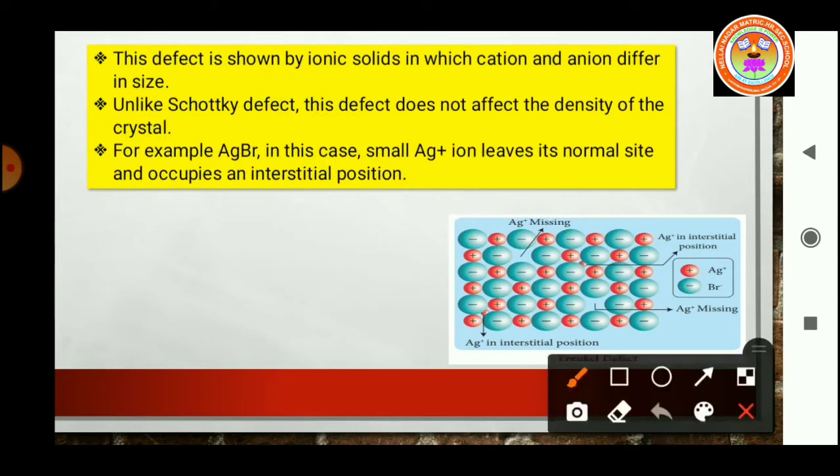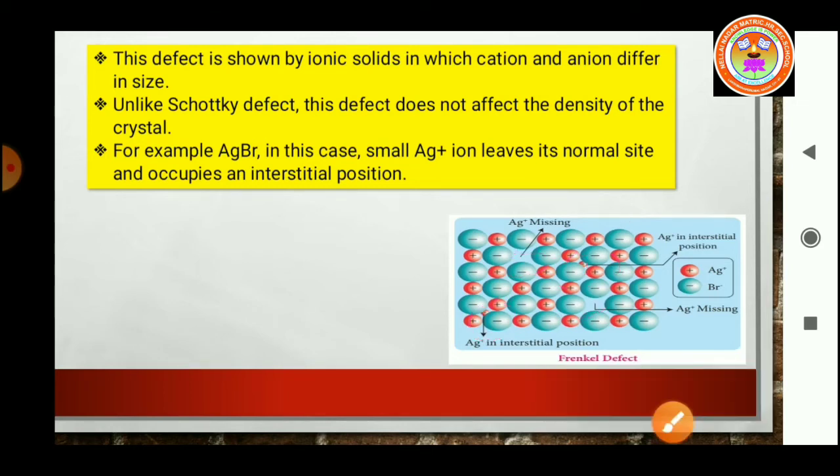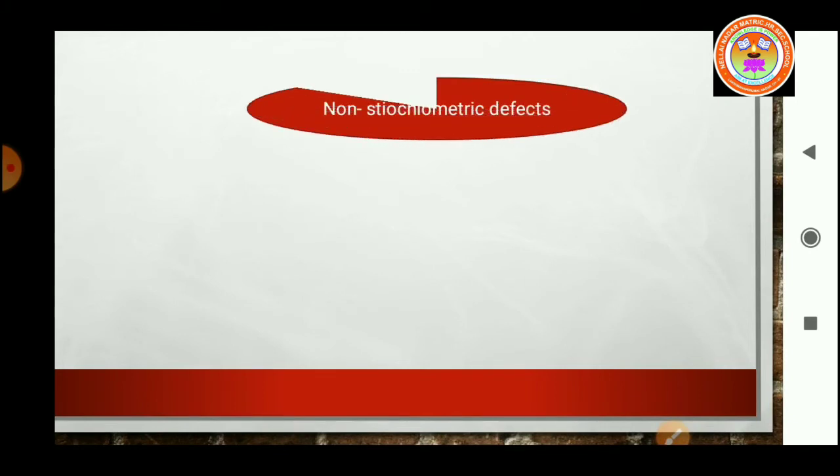So the super example for Frenkel defect is AgBr. In this case, the small Ag+ ion, which one is smaller in size? Here the cation, that is Ag+ ion, leaves its normal site and occupies an interstitial position. Now clear, Frenkel defect. So after finishing Schottky defects and Frenkel defects, what is the next one?